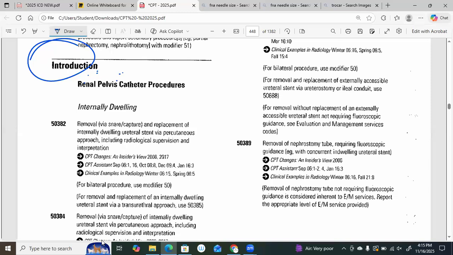So, the difference between internally dwelling as well as the externally accessible stents: in the internally dwelling, the catheter is inserted through the inside of the body, let's say the catheter inserted through the bladder, then ureters, then kidney. Whereas externally accessible are less invasive procedures, where the stent has been placed at the skin level externally. That is externally accessible stents.